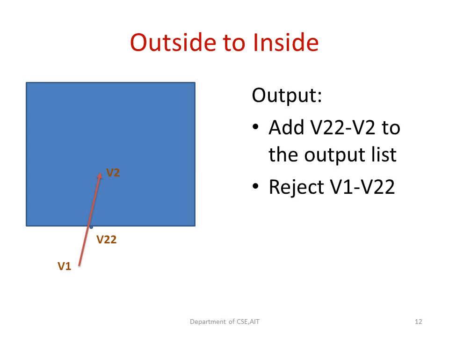That means the line which is present within my clipping window will be considered. And what will be rejected? Whichever is outside the clipping window. The blue color window is my clipping window, and whatever is outside, V1 to V22, will be rejected. Whatever is present inside from V22 to V2 will be added to my output list.